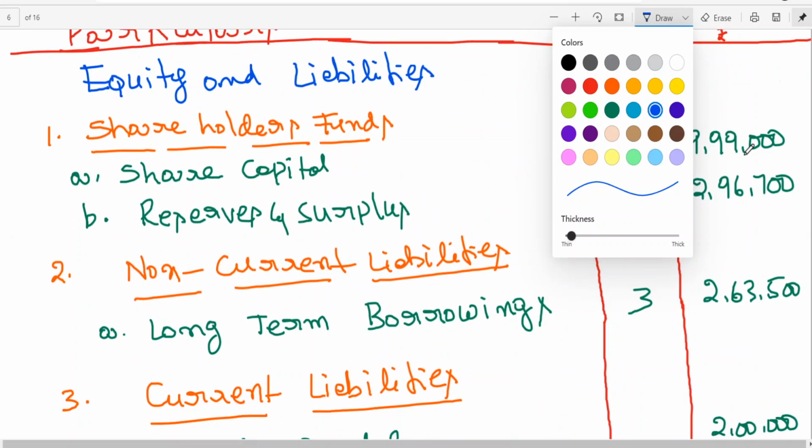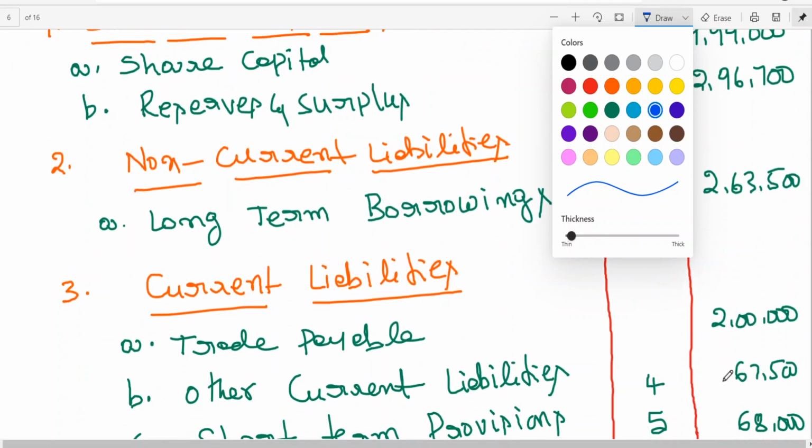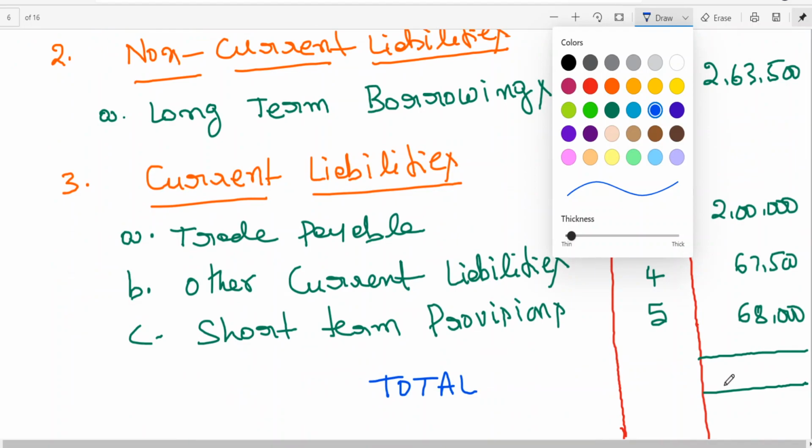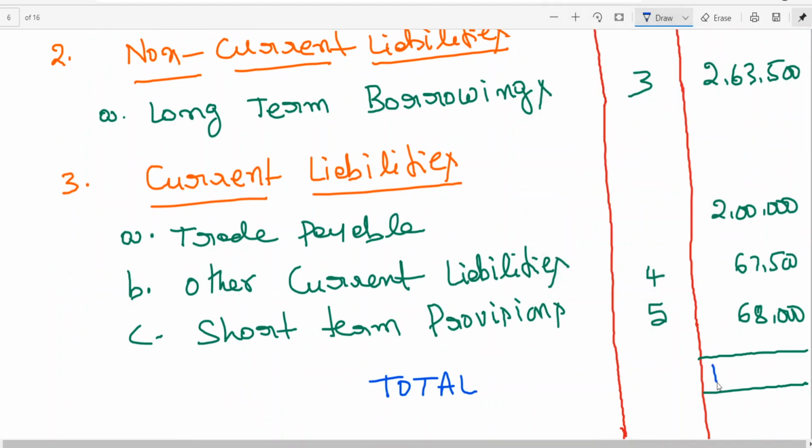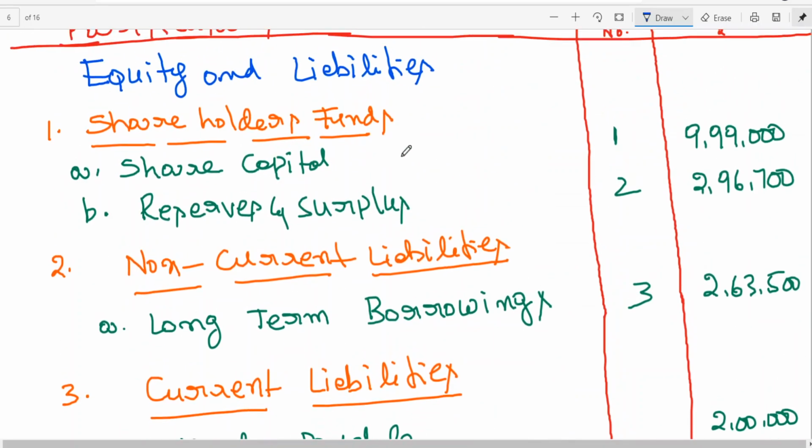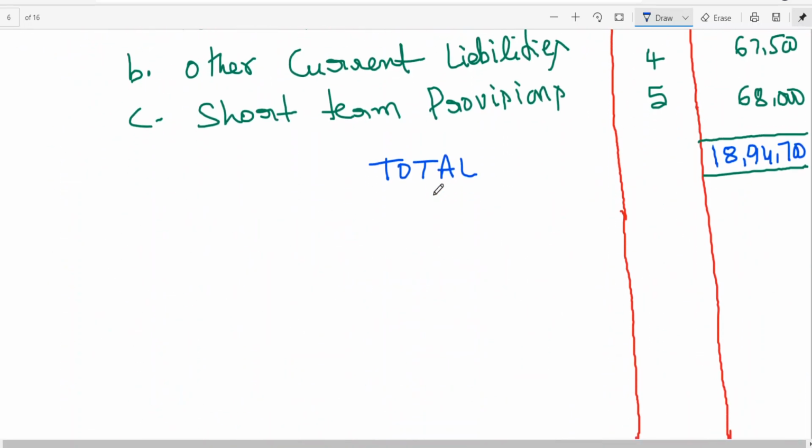you go for totaling of it, take the calculator. I got the answer with me. You can see that 9,99,000 plus 2,96,700 plus 2,63,500 plus 2 lakhs plus 67,500 plus 68,000. It is coming to 18 lakhs 94,700. This is total of equity and liability.